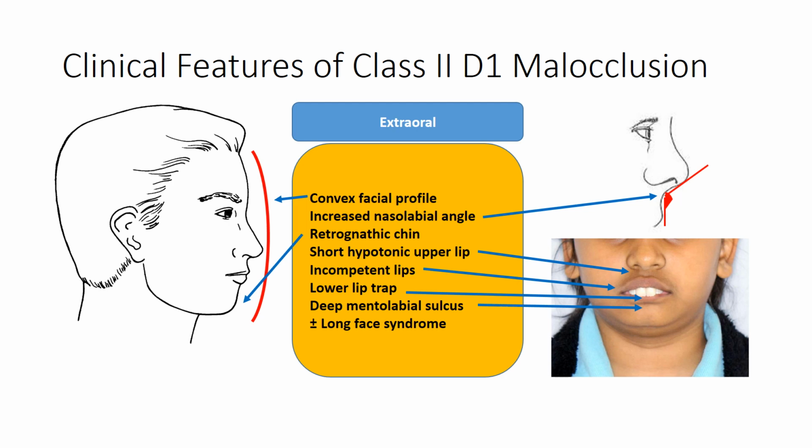What are the clinical features of a class 2 division 1 malocclusion? Let's look at the extraoral features. The patient has a convex facial profile. The nasolabial angle may be increased. The chin is retrognathic. The upper lip is short and hypotonic, and the lips may be incompetent. There is lower lip trap. The labiomental sulcus is deep, and they may have a long face, meaning increased vertical facial proportions.